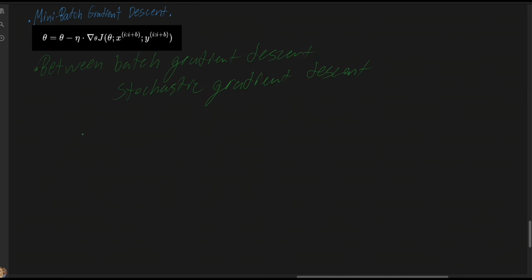In mini-batch gradient descent, the update of the parameter is performed on a small random subset of the full dataset. So it utilizes a small random subset of the full dataset and updates parameters.